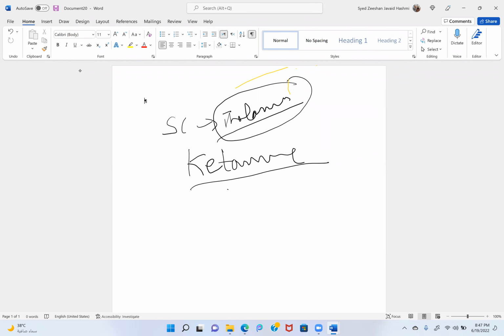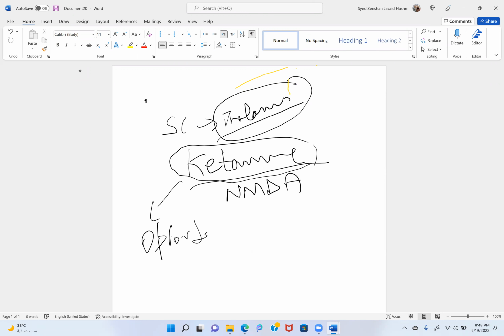Ketamine, NMDA receptor. Okay. So ketamine has its analgesic effect, that's why, because the thalamus is in between. So that's why dissociative anesthesia occurs. And also, ketamine, by the way, also acts on opioid receptors somehow. Okay.